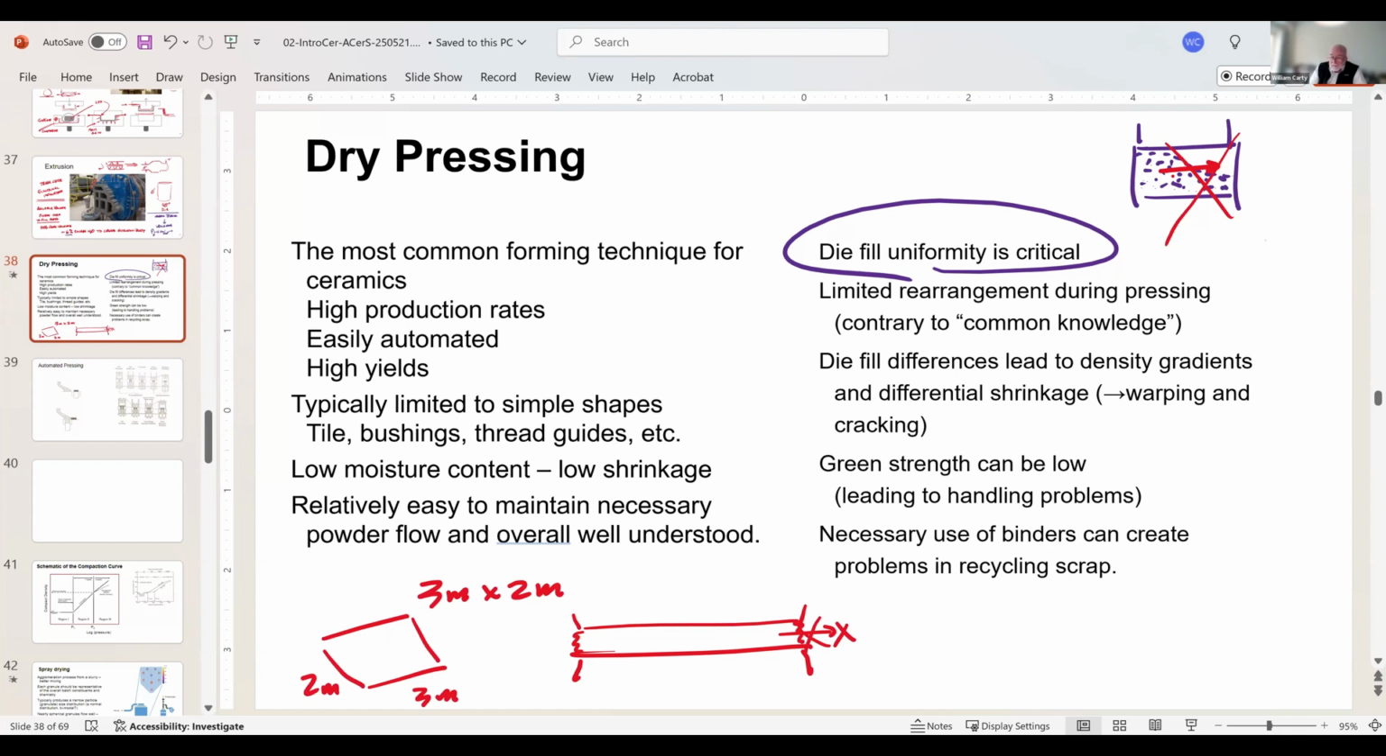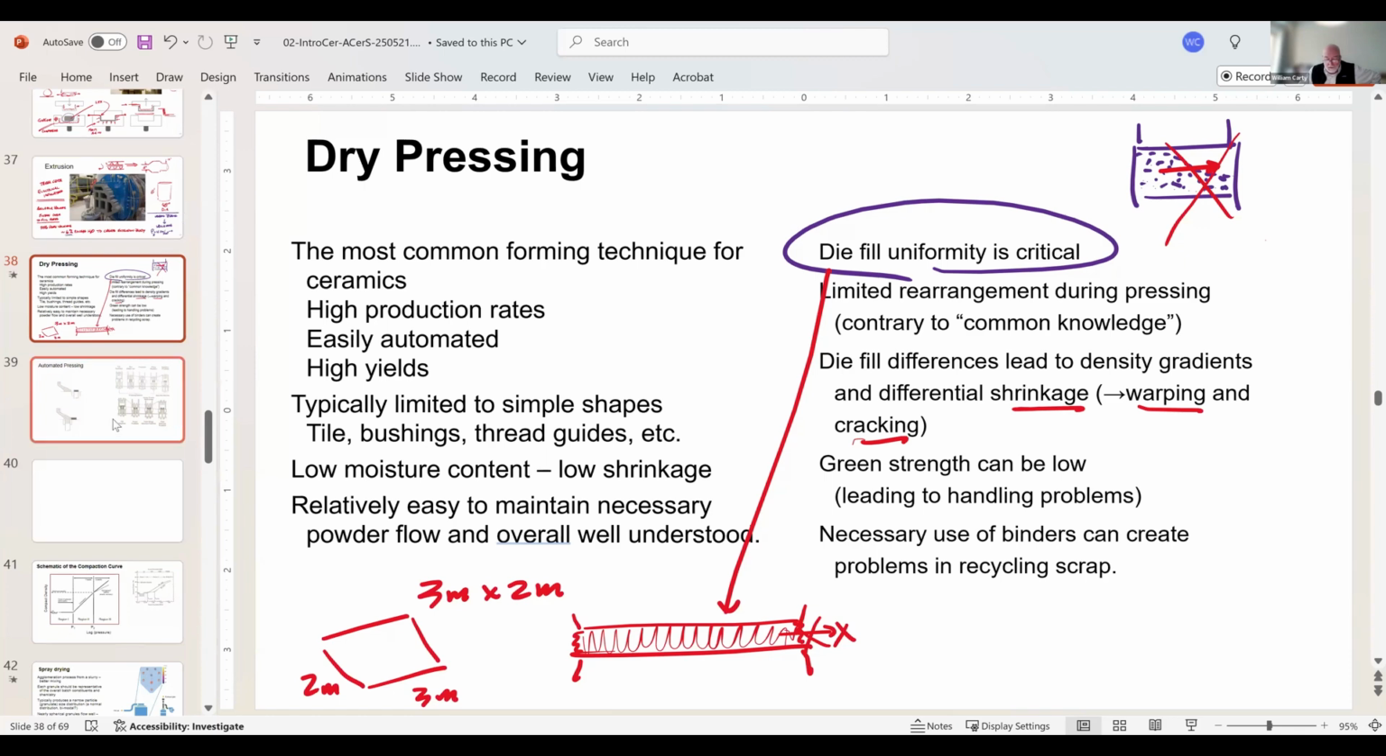Why can they do that? Because die fill is critical. They have to have a uniform amount of material in this die to make this work. If they have more material on one end than another, the piece warps or cracks or whatever. Limited rearrangement during pressing. Some issues with green strength are possible. Maybe you can use binders to take care of that. That's fine. But density gradients lead to shrinkage, and that's warping and cracking.